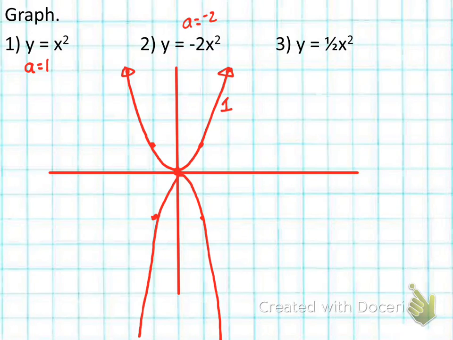Yeah. So let's look at number 3. What's A in number 3? 1/2, okay? A equals 1/2. So this is what number 3 is going to look like. If I were to graph it, or you were to graph it, it looks like this.